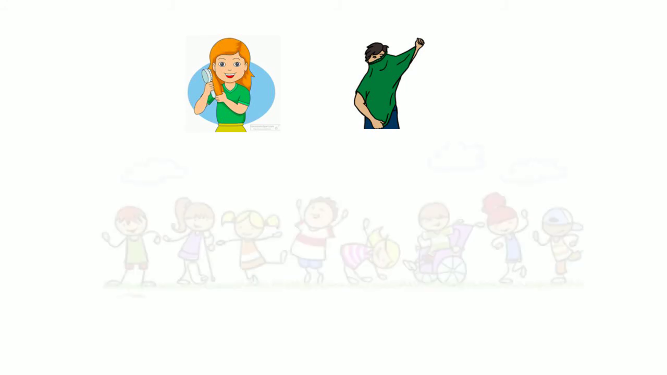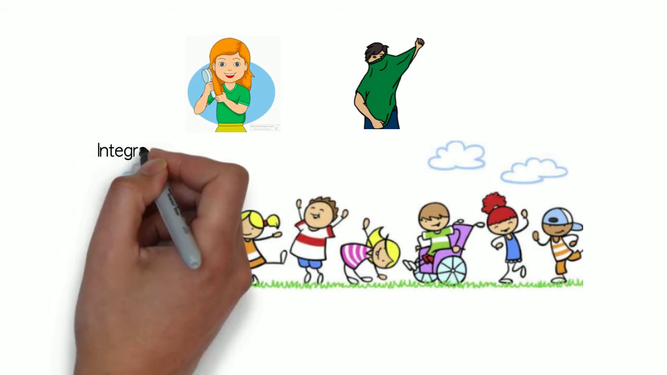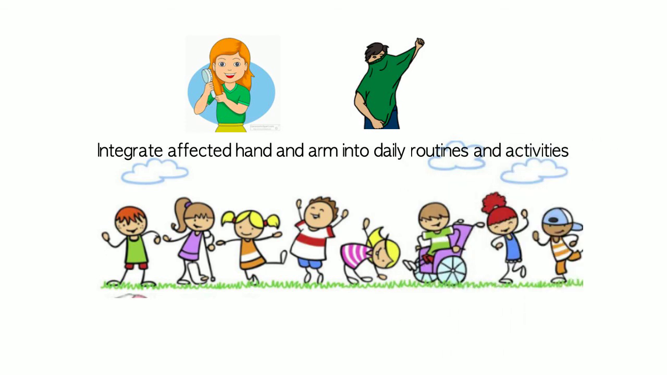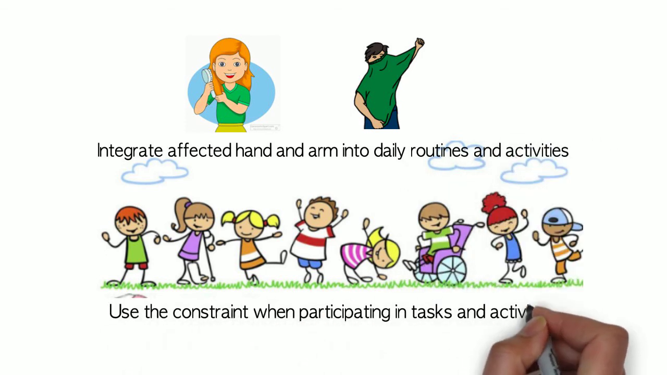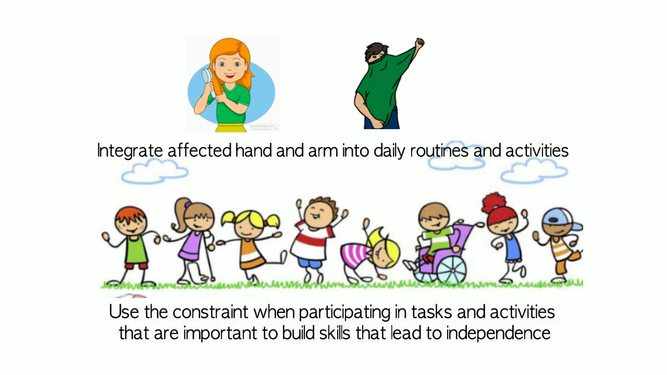Children are encouraged to use the constraint at home and in the community to integrate their affected hand and arm into their daily routines and activities. Ideally, they should use the constraint while participating in tasks and activities that are important to them to help build skills that lead to independence.